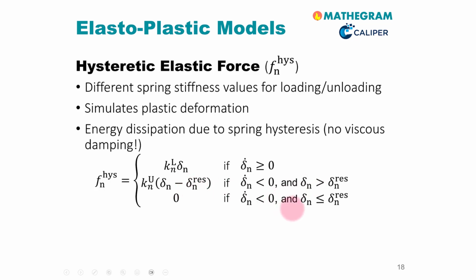For the case when this overlap delta n is very small and we have a separation of the two particles or the particle and the wall, we set this force simply to 0. Why this is the case, I will show you on the next slide. The coefficient of restitution for this specific force closure can be very simply calculated from the square root of the ratio of these two spring stiffnesses for the loading phase and the unloading phase.